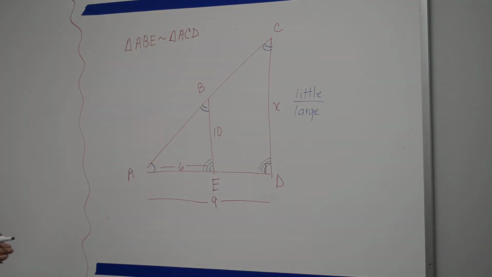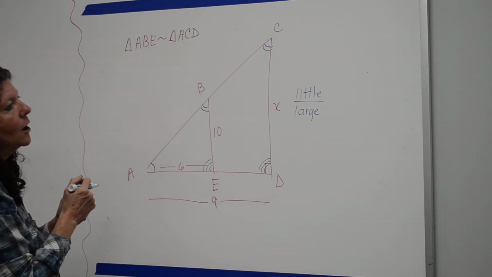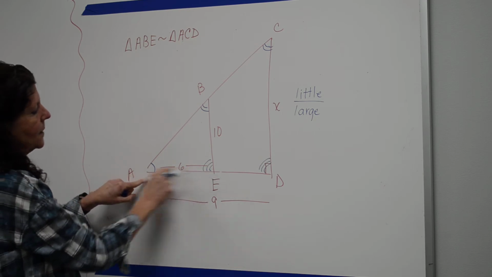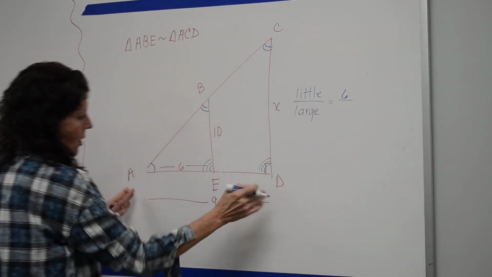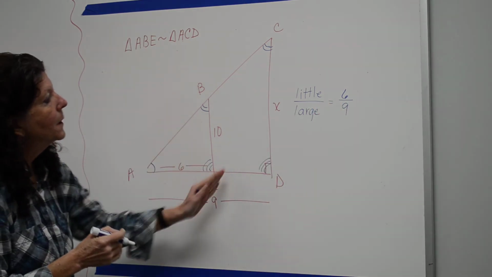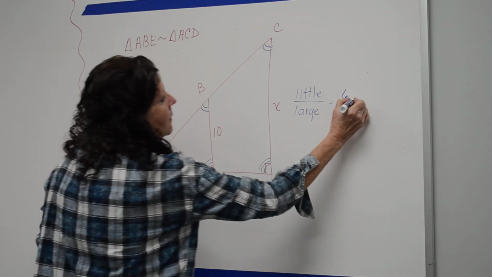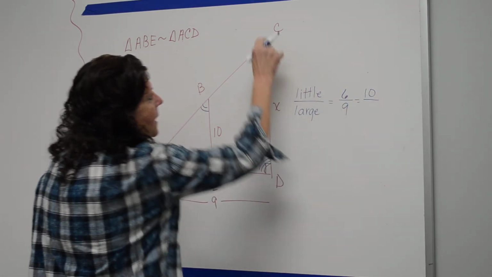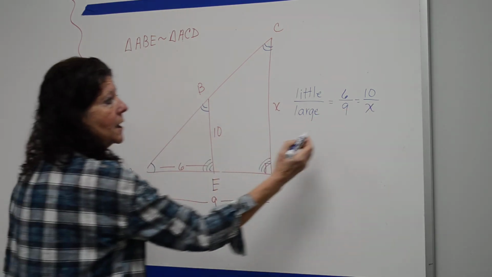Okay, so I want to find X, so I've got to find the side that I know on both the little and the large, and it's the bottom side. On the little one, it's 6. On the large one, it's 9. But I'm looking for the vertical side. So on the little one, it's 10. On the large one, it's X. And then I'm going to cross product.